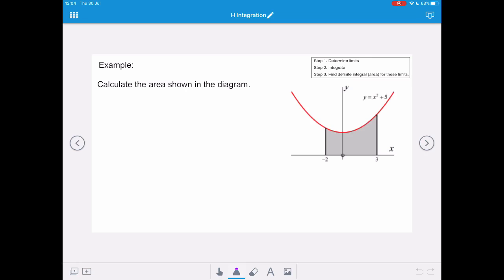So we're going to calculate the area shown in the diagram. We've got the curve y equals x squared plus 5, and our limits on the area shaded are -2 as our lower limit and 3 as our upper limit. So our area equals the integral of x squared plus 5 with respect to x from -2 to 3.